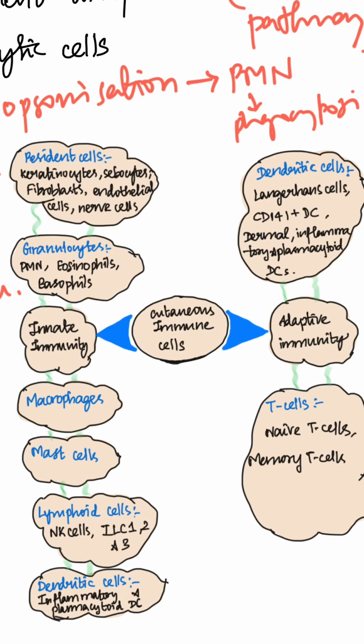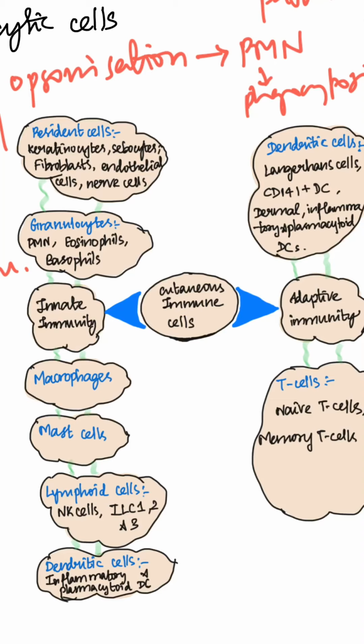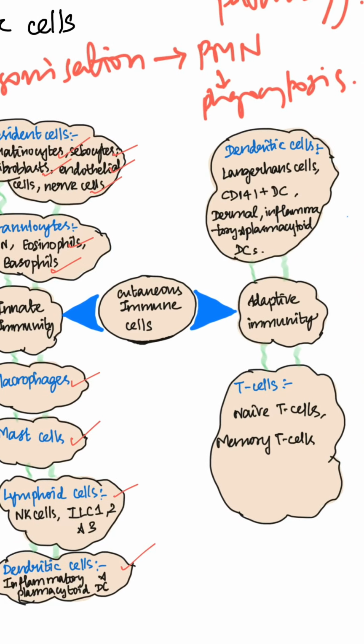So these are the cutaneous immune cells that contribute to innate and adaptive immunity. They include resident cells like keratinocytes, sebocytes, fibroblasts, endothelial cells and nerve cells, and then granulocytes like eosinophils, basophils, and then macrophages, mast cells, lymphoid cells, and dendritic cells like inflammatory and plasmacytoid dendritic cells. Those that contribute to adaptive immunity are T cells and then dendritic cells like Langerhans cells and dermal inflammatory and plasmacytoid dendritic cells.